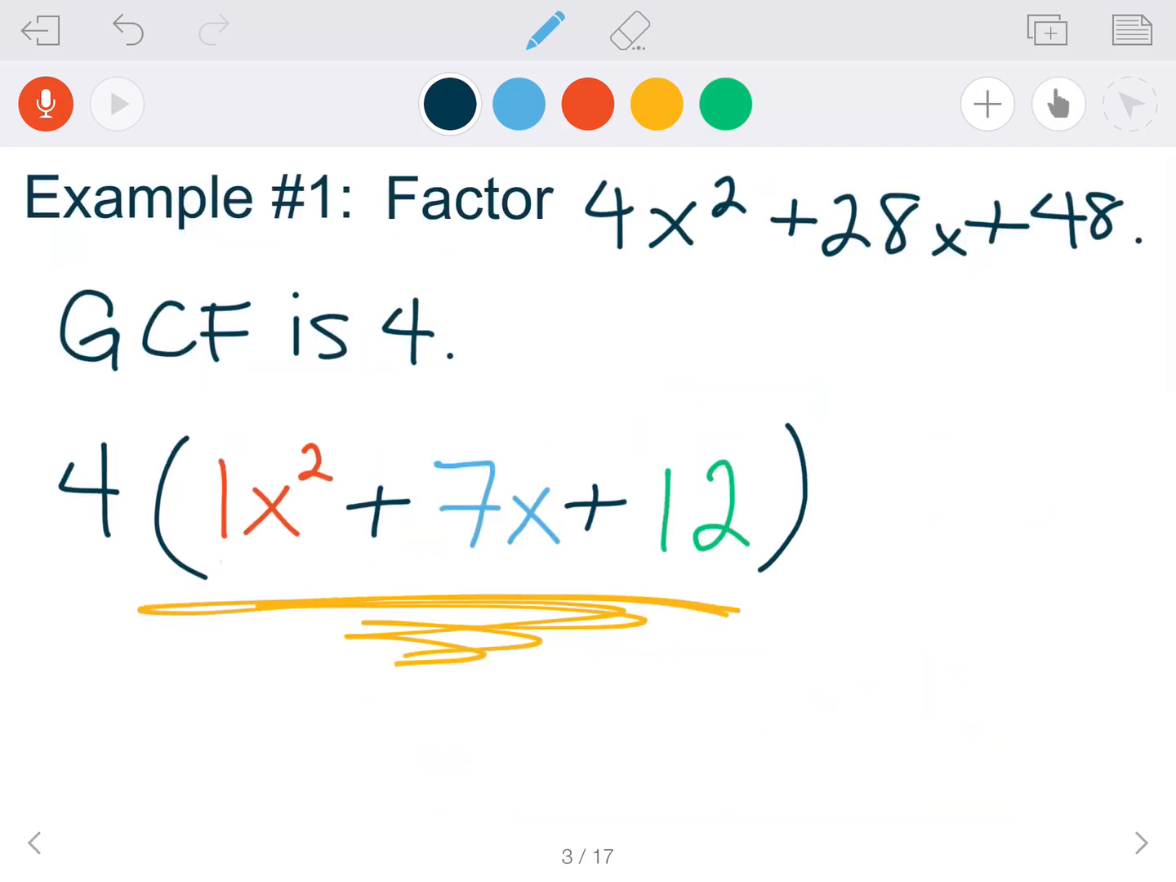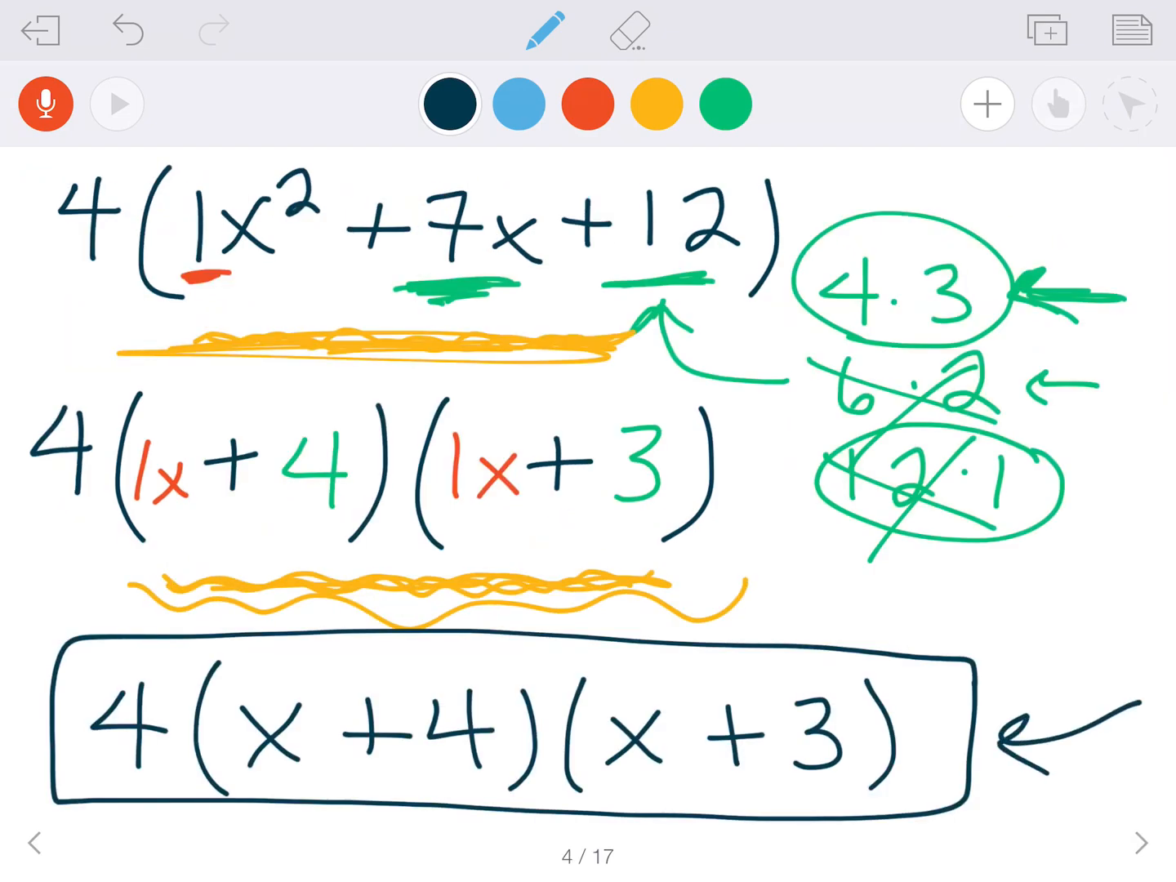That is the original polynomial, which was 4x squared plus 28x plus 48. All of that was decomposed into this right here. That is the factoring.